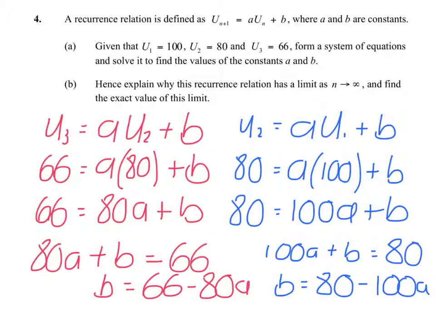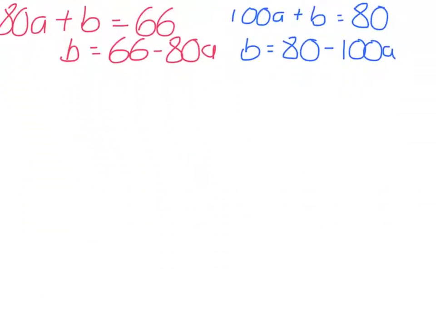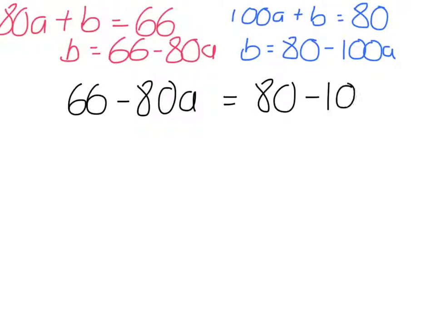Since we know that both equations have b as the subject, that means we can make both of these equal to each other. So we have 66 minus 80a, which is b, and we can make that equal to the other b, which is 80 minus 100a. That eliminates the b's, which means we can rearrange and solve.